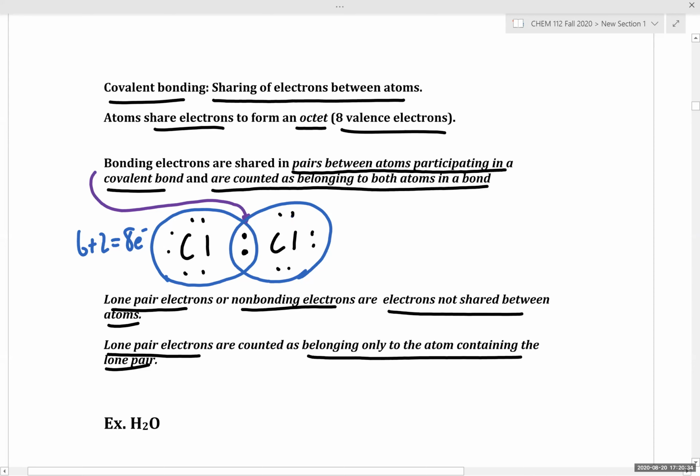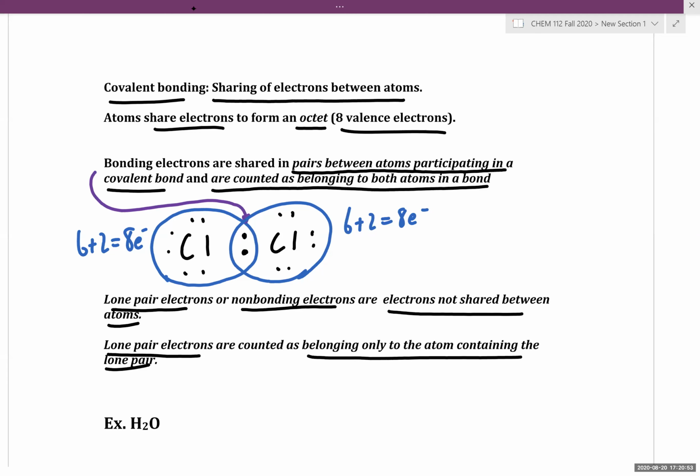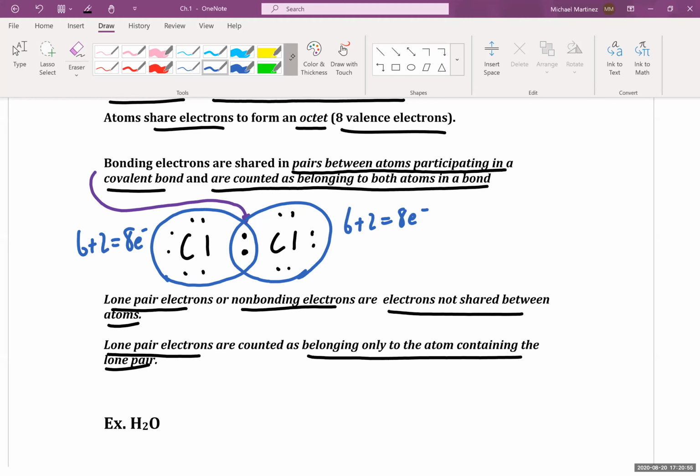Likewise, our chlorine on the right has 6 electrons that it exclusively owns as 6 lone pair electrons, and 2 bonding electrons. So we have 6 plus 2, which gives us 8 electrons total. As we can see, for both of our chlorine atoms, we are satisfying the octet rule.